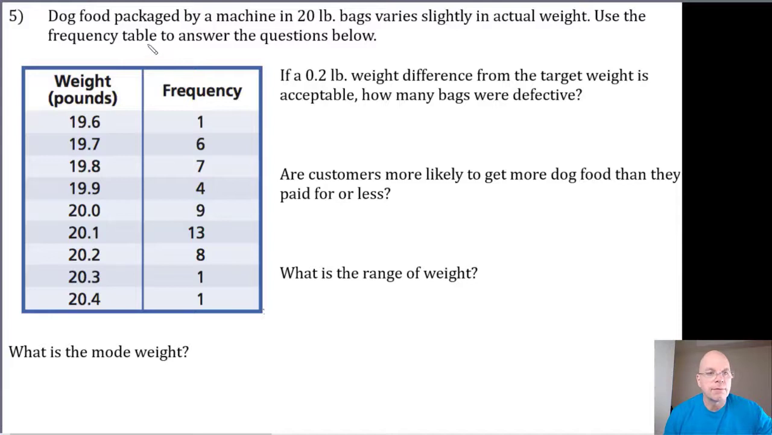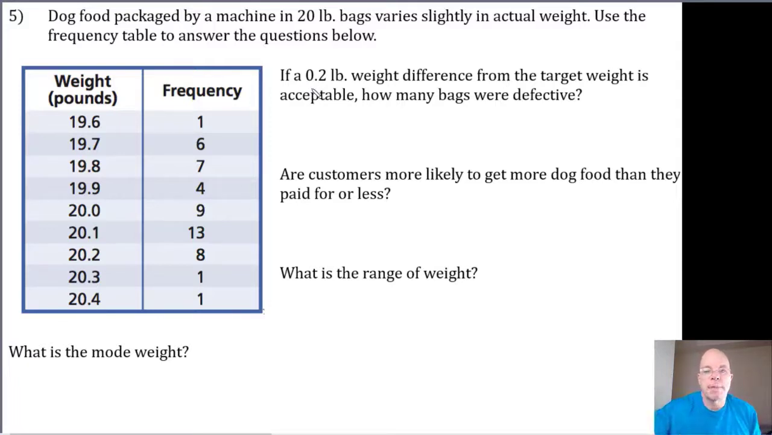Chosen to do number 5 with you. Number 5 shows a frequency table. Frequency tables serve the same purpose as a line plot or a stem and leaf plot. They order the data from least to greatest in a compact way to take up less space on the page. Dog food packaged by a machine in 20-pound bags varies slightly in actual weight. Use the frequency table to answer the questions below.